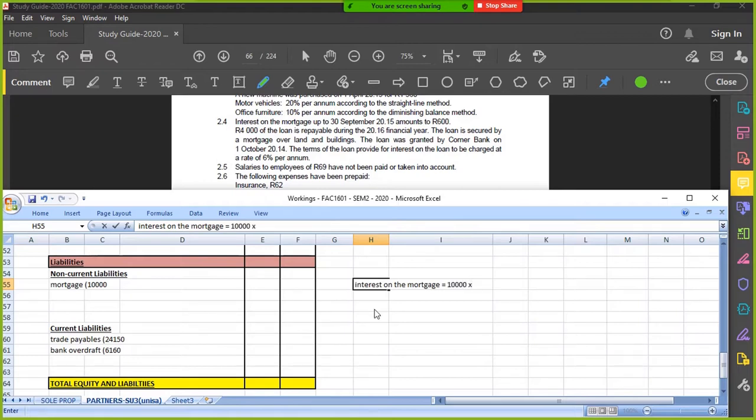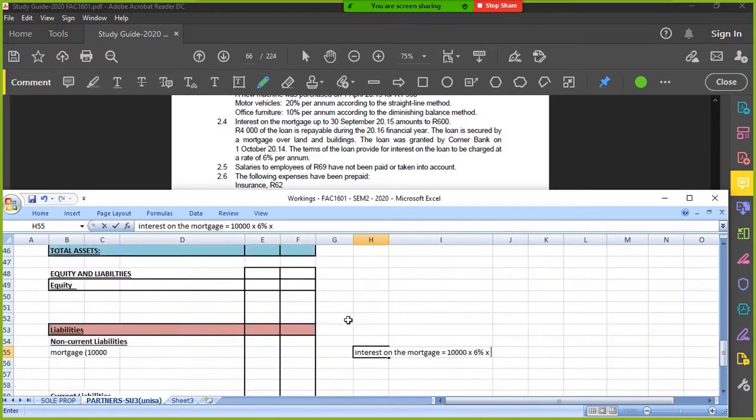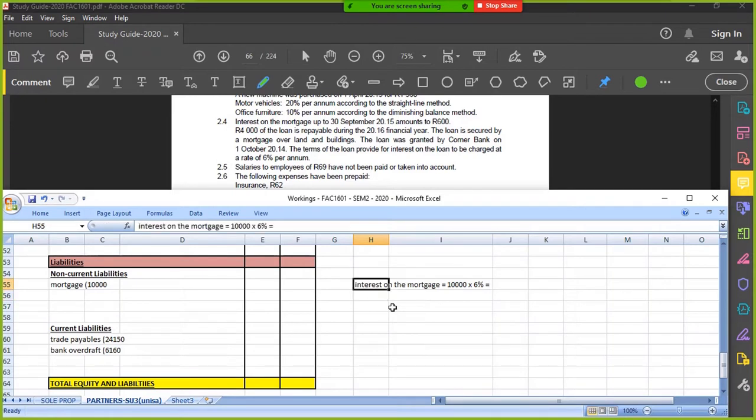The rate, 6%. The time, do we have a full year here? Let's go check. Yeah, we did. Okay, this was 1st October 20.14. 20.14 would have been last year. Let's check. Yeah, 1st October is the start of the year. October, let's just double check. So September, October. Yes, that's right. Okay, so October is the start of the year. 30th of September is the end. Okay, so we've had the loan for the full year. So we don't have to prorata it. Okay, what is 10,000 times 6%?